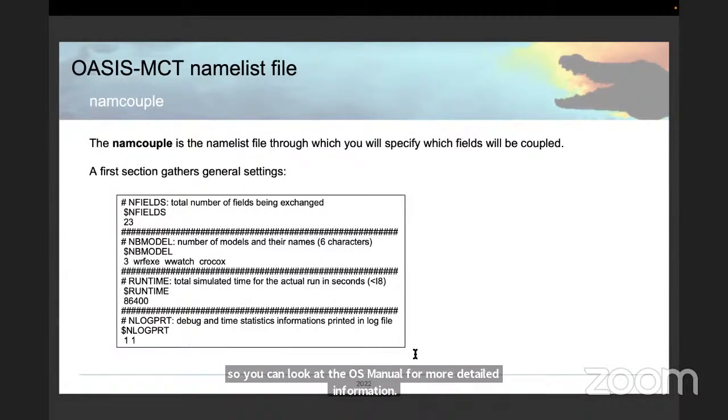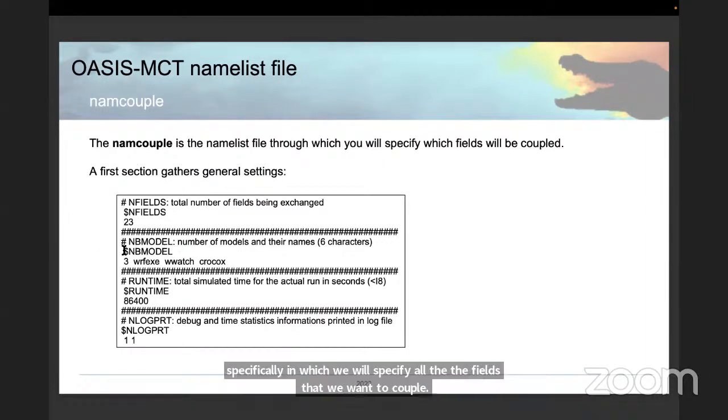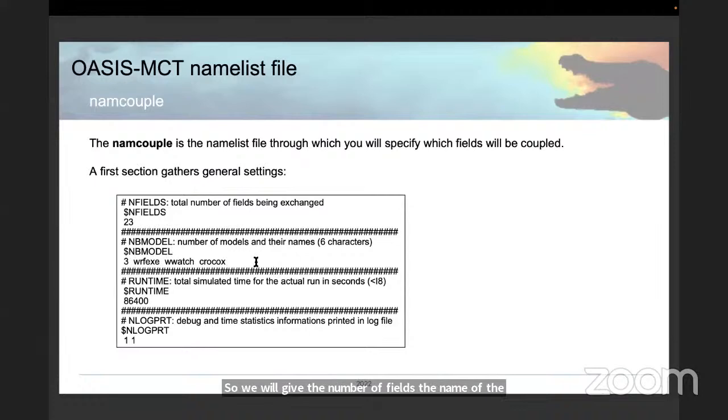Then the way it works is that there is a name list named namcouple, which is a name list for Oasis specifically, in which we will specify all the fields that we want to couple. So we will give the number of fields, the name of the model executables. You can see here that the model executables are not the usual. For example, for CROCO, it's not just CROCO, it's CROCOX, because it was requested in the coding of Oasis that it was 6 characters. So typically, in the script, we move the name of the CROCO executable to CROCOX to be able to run Oasis with it.